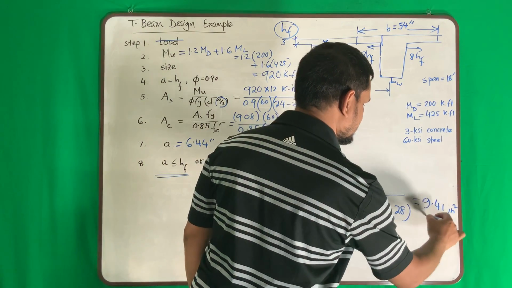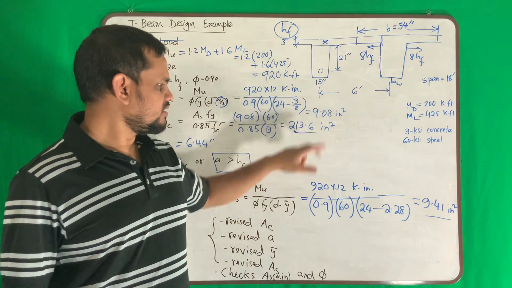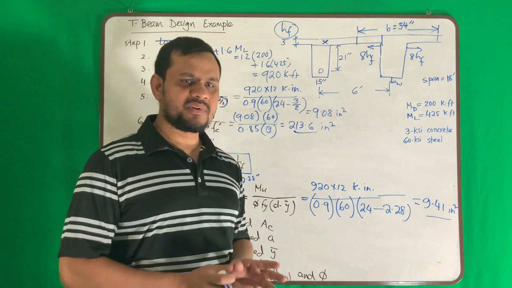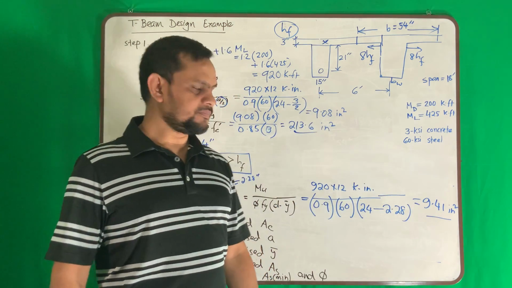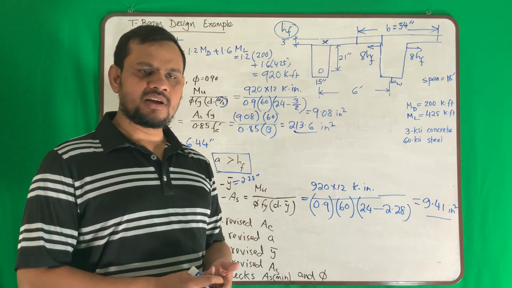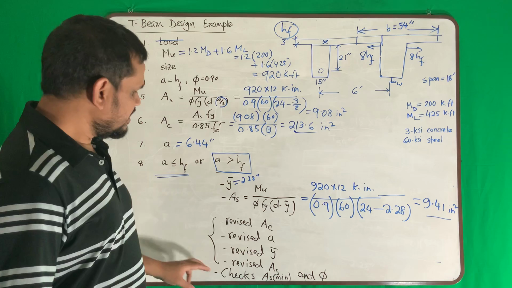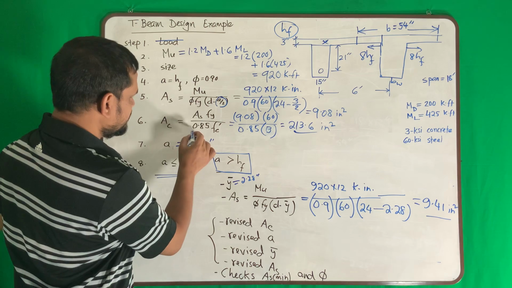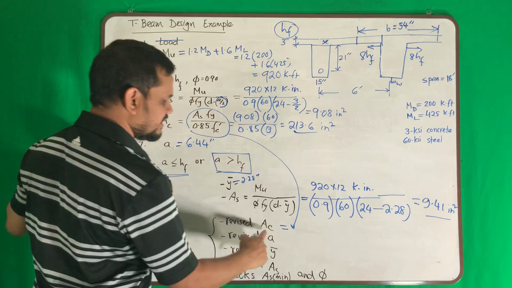9.41 inches square. Now this reinforcement and previous reinforcement are almost the same, or there is a small gap, very close. Whatever you explain to my logic, it is almost same. Or if you think it is not same, no problem. It depends on individual judgment. To my logic, it is not same. We can revise it. How can we revise? Revised Ac. How to find revised Ac? Using this equation.